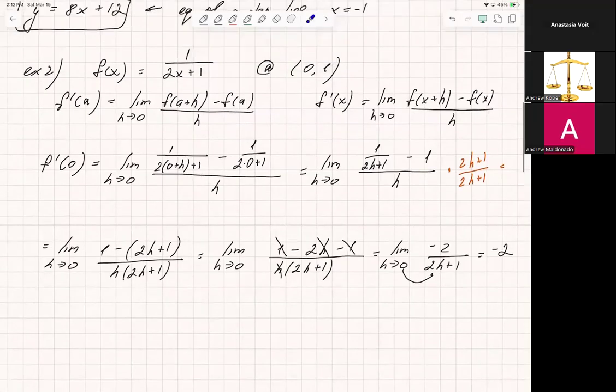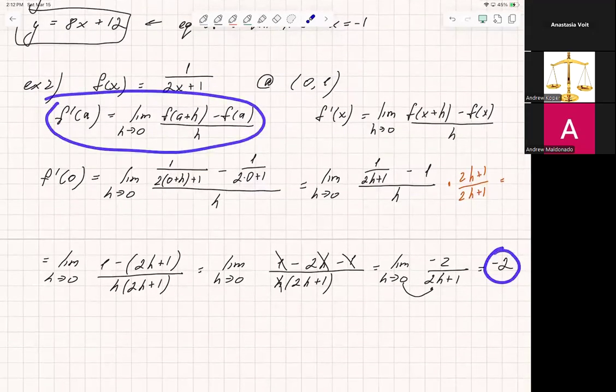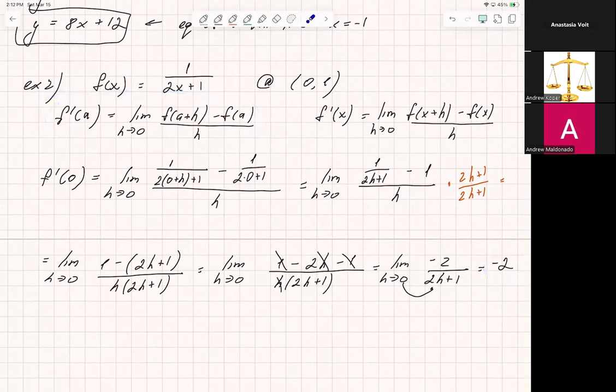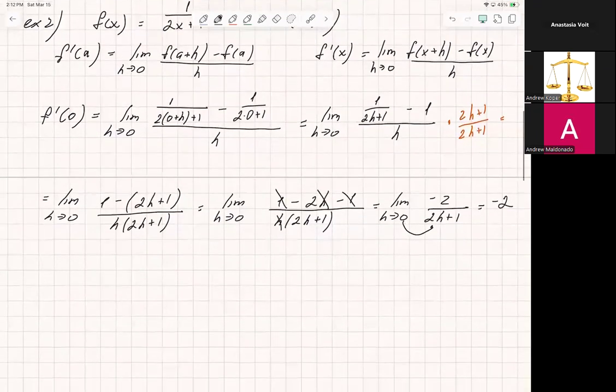Okay, so in this case, you see the answer. If you're using this formula, your answer will be just some number, some actual value. If you use this formula, you would have an expression in terms of x, so something with x. Okay, that's the only difference. And then after you get your expression in x, you can plug in, let's say 0, and you will get the answer of negative 2. Or you can plug in another value to find the slope at any other point. So that's the only kind of difference.